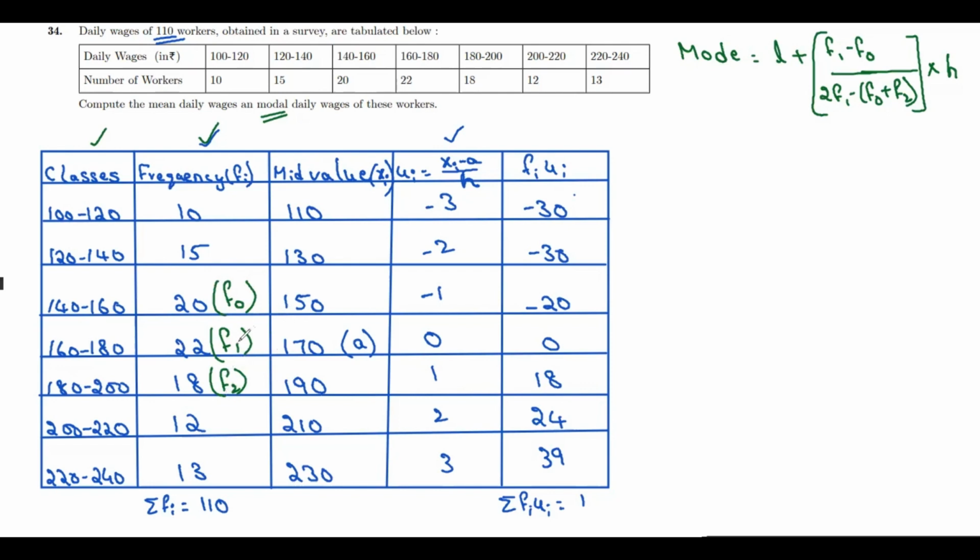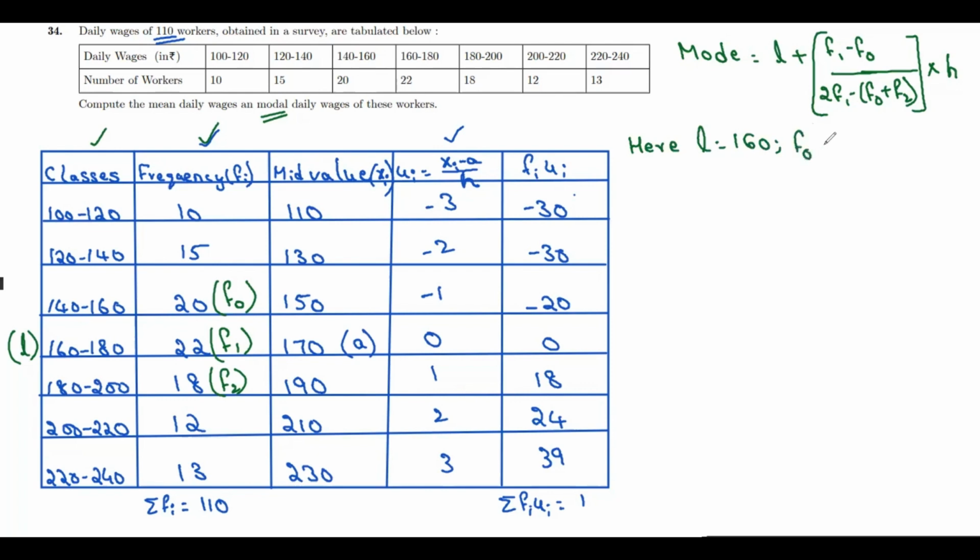Then the lower limit corresponding to F1 is L. So 22 is F1, then automatically 160 to 180 is the corresponding class. In that, the lower limit is 160. So that is L. And finally h: we already know the class size is 20 here, so we can use that. So here L is equal to 160.